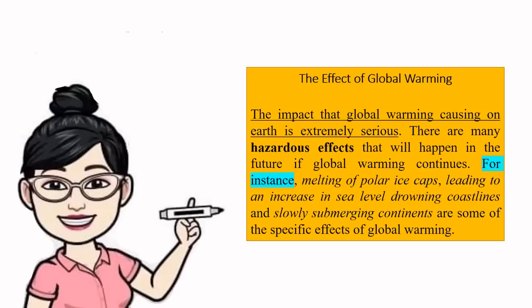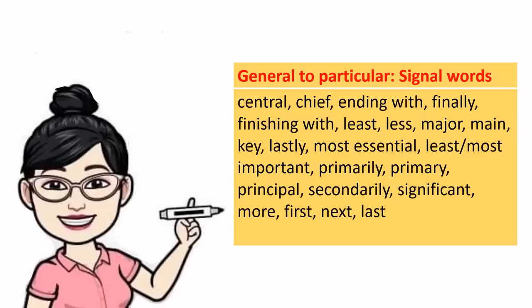In this example, the first sentence presents the general statement about the impact of global warming. Then, it went down to its hazardous effects. It was followed by giving examples of the effects, introduced by the transition, for instance. These are the other examples of grammatical signals that you can also use in the general to particular pattern.